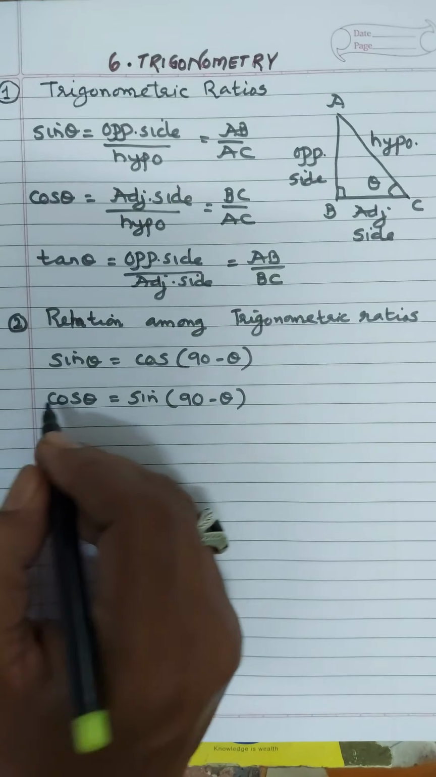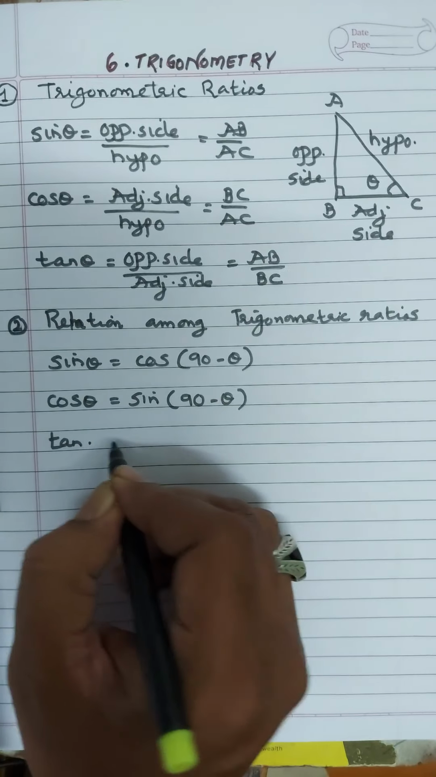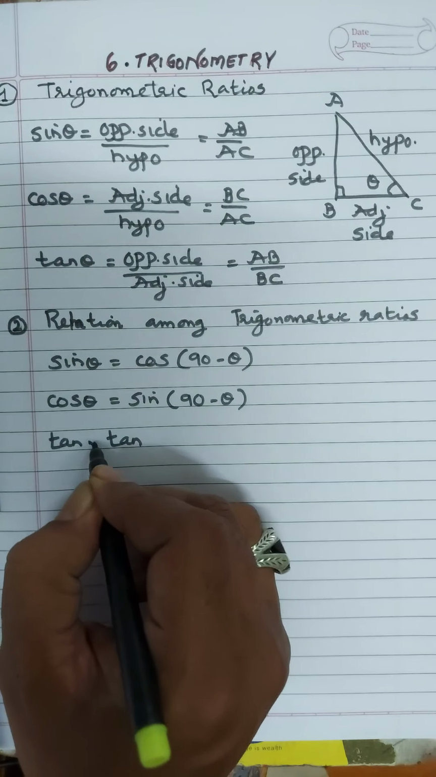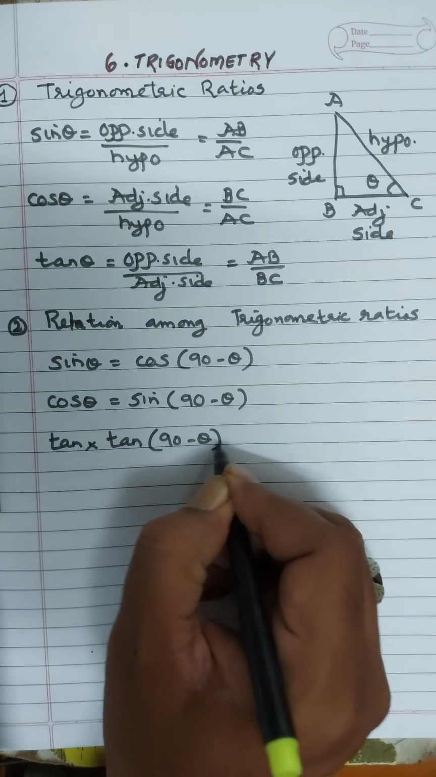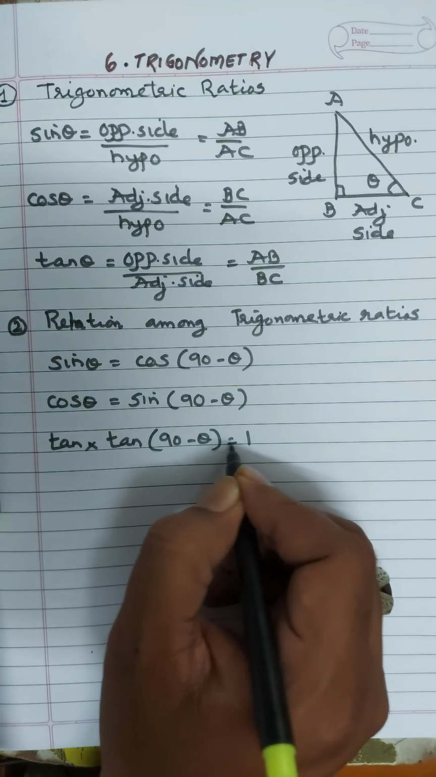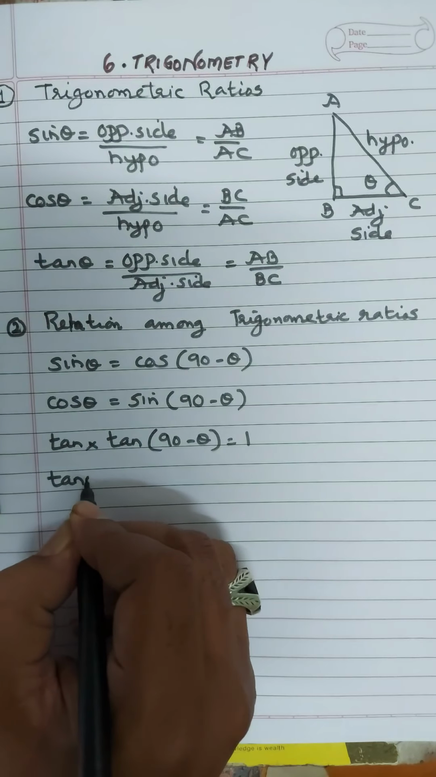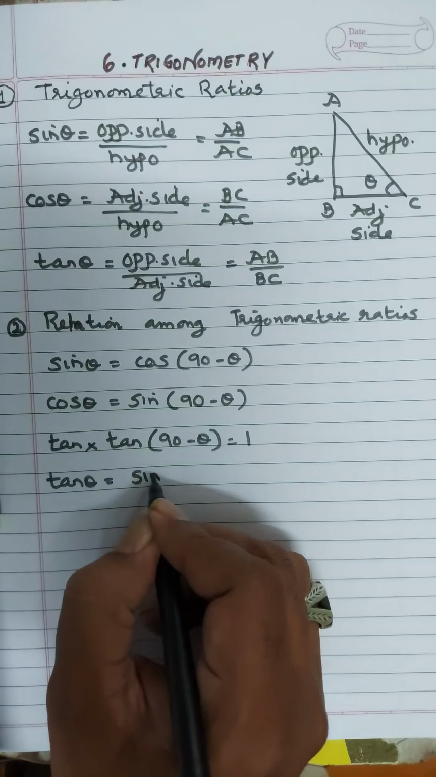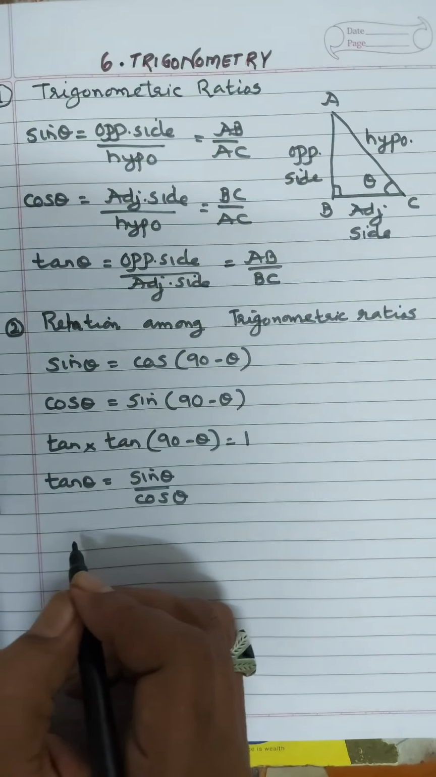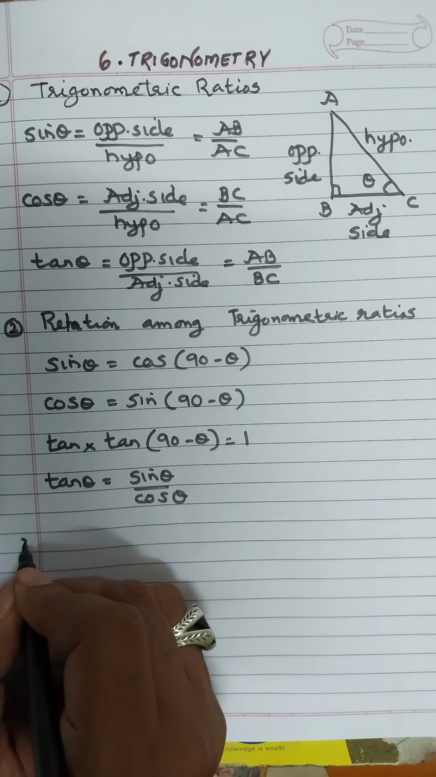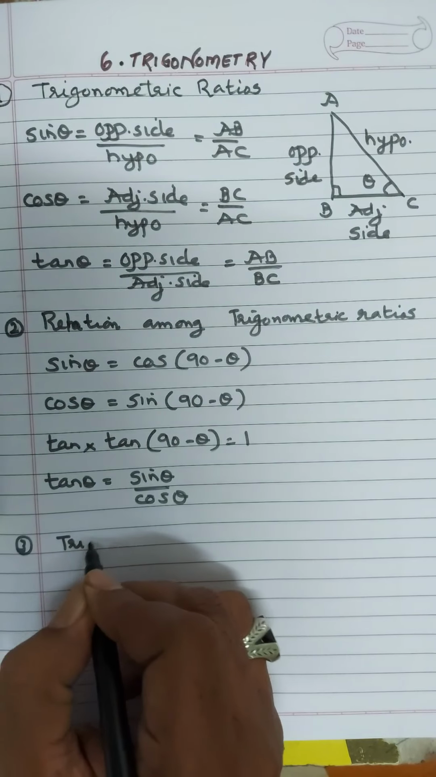Then the third one is tan theta. Tan theta multiplied by tan in bracket 90 minus theta is equal to 1, which you have already learned in the activity. Then tan theta, we have already learned, is sin theta upon cos theta. This is also a relation among trigonometric ratios. And likewise we can understand the trigonometric ratios table.